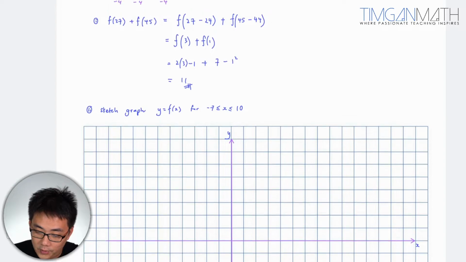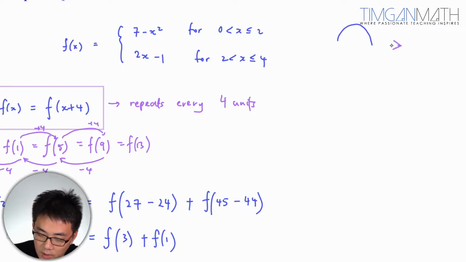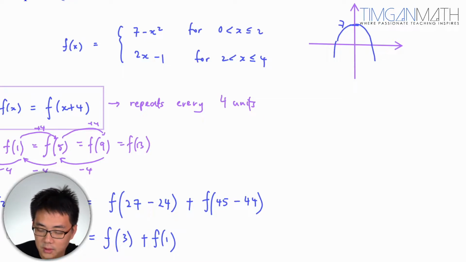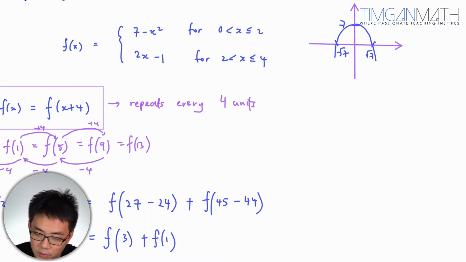It repeats every 4 units, right? Now take note, this is 7 minus x squared. It's actually a set curve, and it looks something like that. This is 7. This is a quadratic curve here. Now I think this is root 7 and this is minus root 7, which is more than 2? Yeah, it's obviously more than 2 because root 4 is 2. So in other words, 2 would be giving us 3 here.